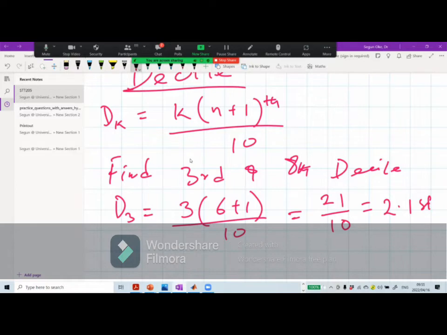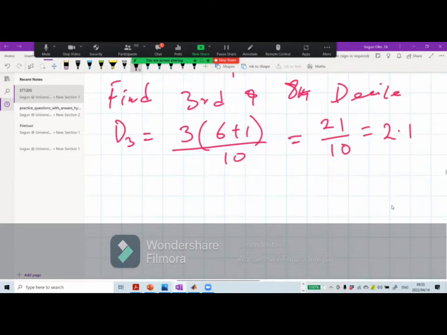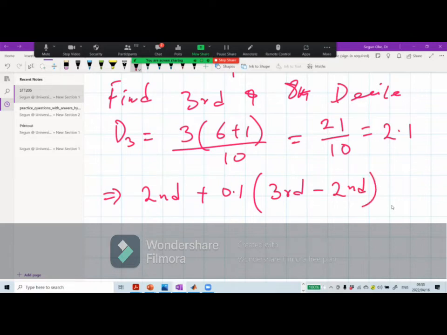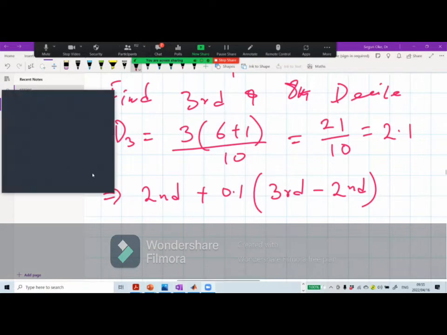That is the 2.1st position, right? Yes. So let's go ahead. You do the same thing we did. The second is here, plus 0.1 in bracket, the third minus the second. Please don't make mistakes. Don't divide it again by 10. 3.2. Okay.